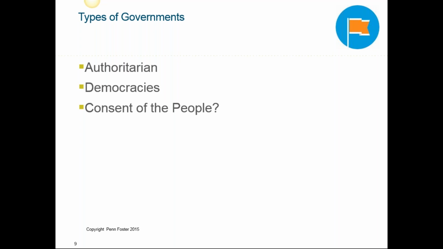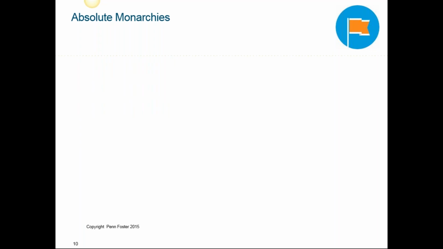And that's, again, the essential difference. Democracies rule by the consent of the people. Authoritarians do not. They have different forms that they take power from. And we'll first talk about the different forms of authoritarian governments. The first one is called an absolute monarchy.